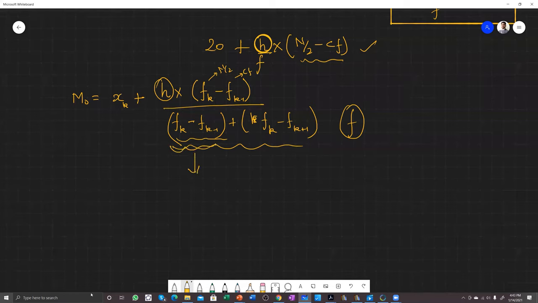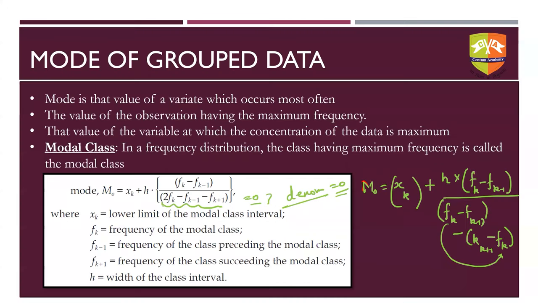Where have I made an error? This is greater than zero. This is also greater than zero. Tell me, both are greater than zero. FK cannot be less. How can FK be less? FK is the modal class.